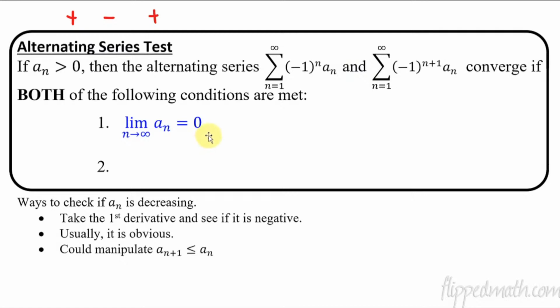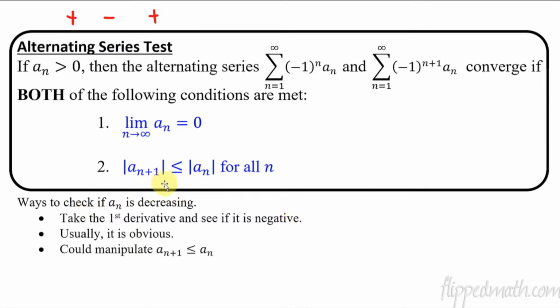If the limit doesn't equal 0, we can't say that it converges. The second condition is that the succeeding term is smaller than the previous term. If you have the first term, the second term will be smaller. If you have the third term, the fourth term is going to be smaller. This is just a fancy way of saying that the terms are decreasing.